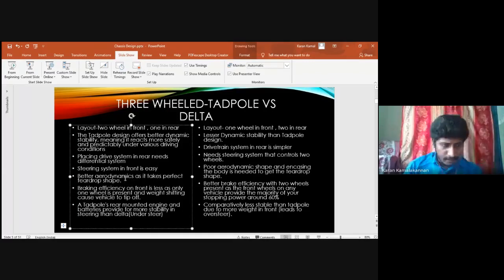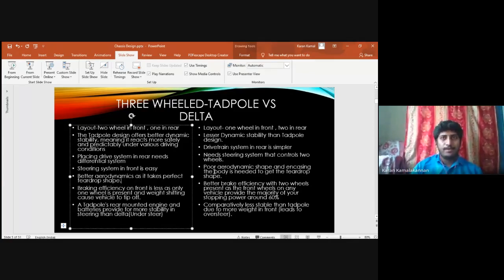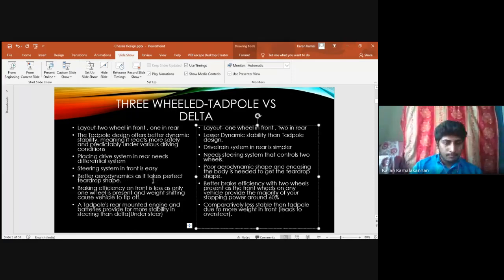Next thing is aerodynamics: the tadpole design has better aerodynamics than the delta. Though we see the delta shape as more aerodynamic, being a sharp point in the front, comparing them, the tadpole has better aerodynamic characteristics than the delta.